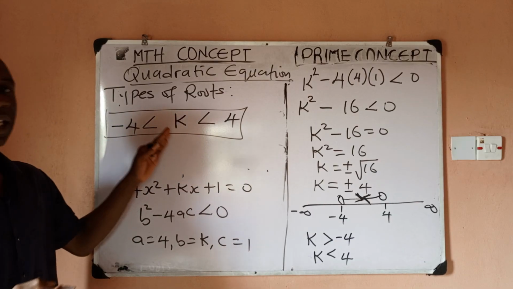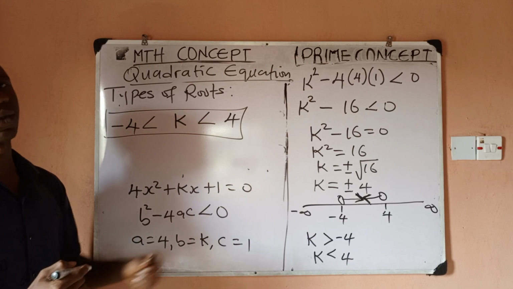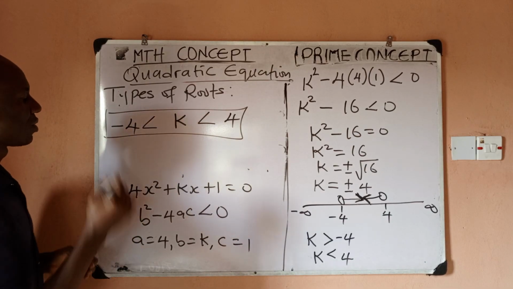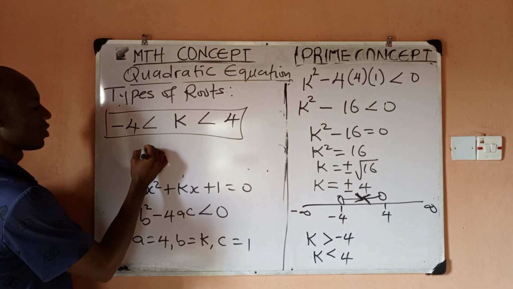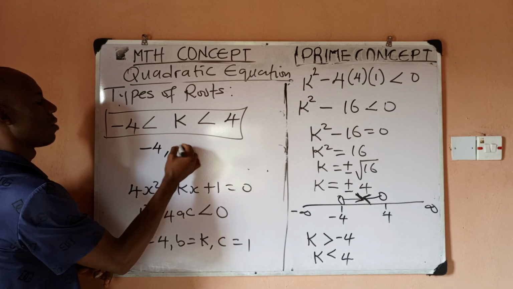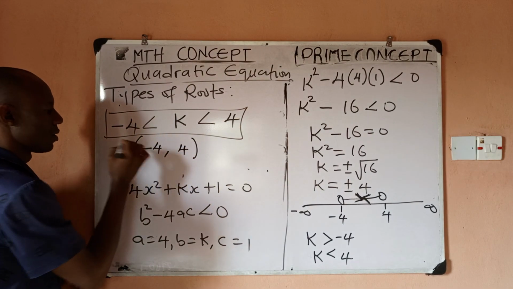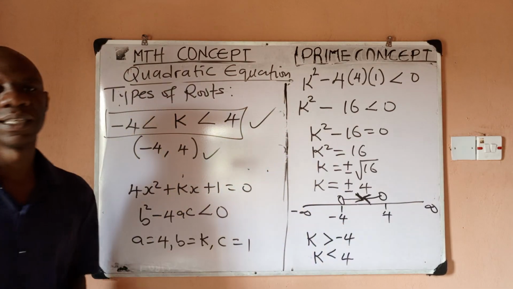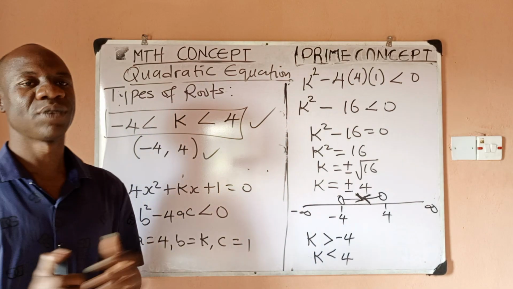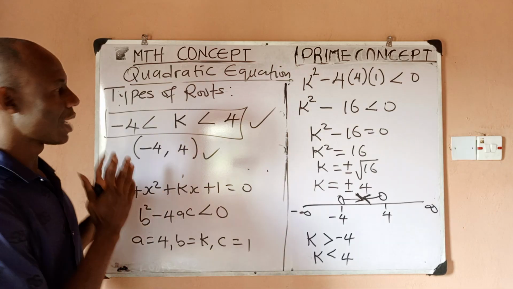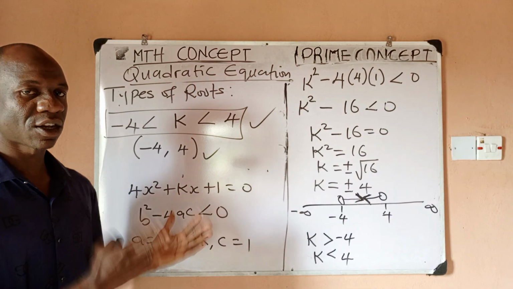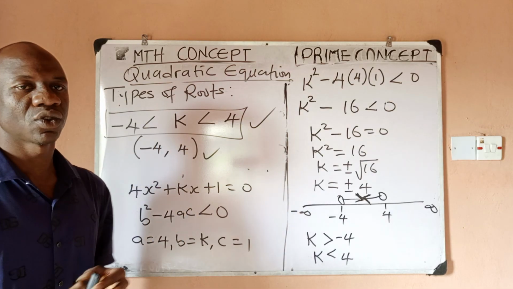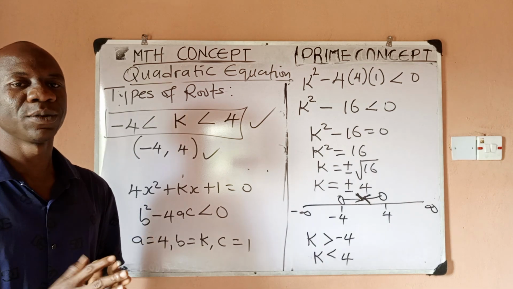But in case this is not also in your option, another way to write this is to use the bracket notation. So you say -4, comma 4, then you use this open bracket. So it's either you see this or you see this in your answer. One of them will be present in your answer. So I believe at this point the concept of roots in quadratic equation is clear to you.